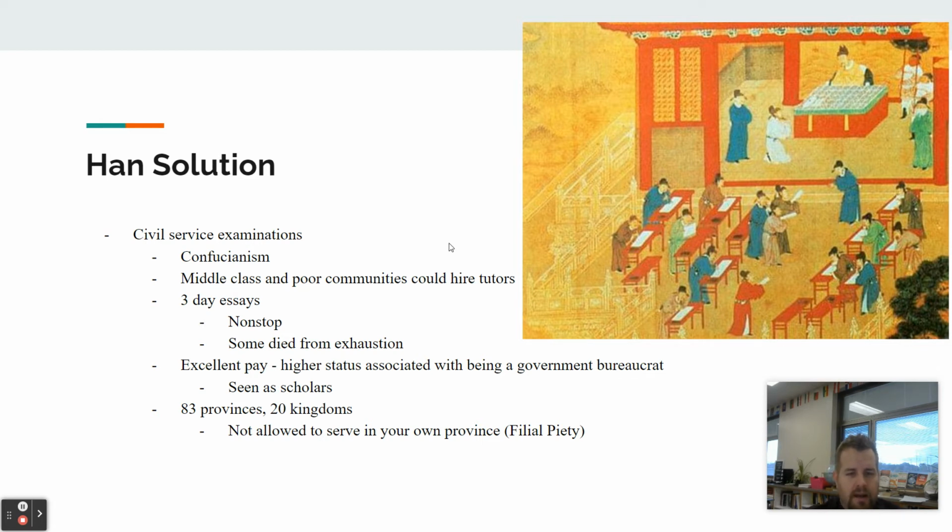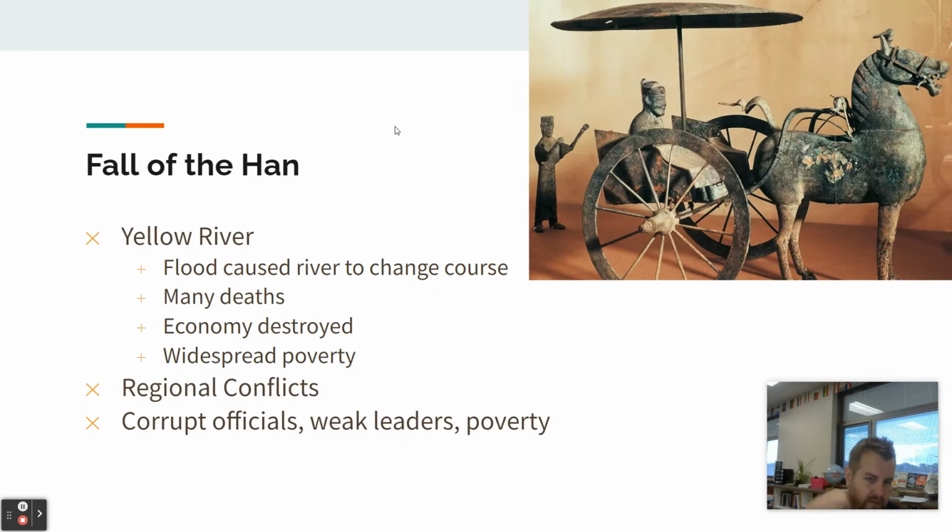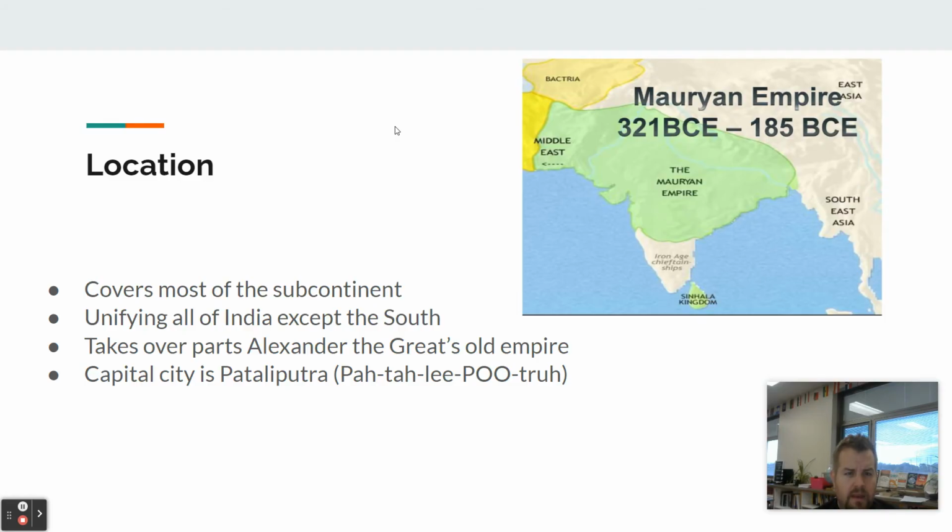Cool. So the fall of the Han Dynasty, yep, just like that, another empire is done. The Yellow River flooded, causing the change of the course, many deaths, the economies were kind of thrown off, and then the Wu Di was not able to pick up the pieces. Corrupt officials didn't really help out with that process either.